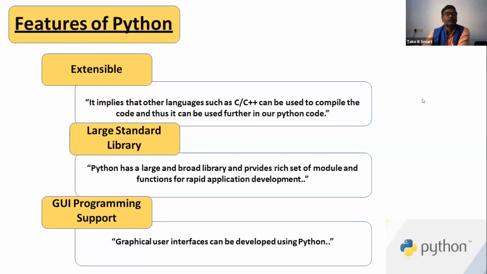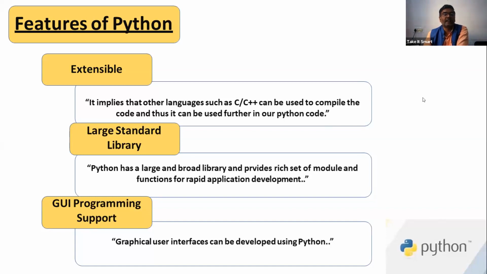Fine. So next, some more features of Python: it is extensible. So what is the meaning of extensible, guys? It implies that other languages such as C and C++ can be used to compile the code, and thus it can be used further in our Python code. The compiled code of C and C++ will also work with Python code, fine. In Python, we can call those.